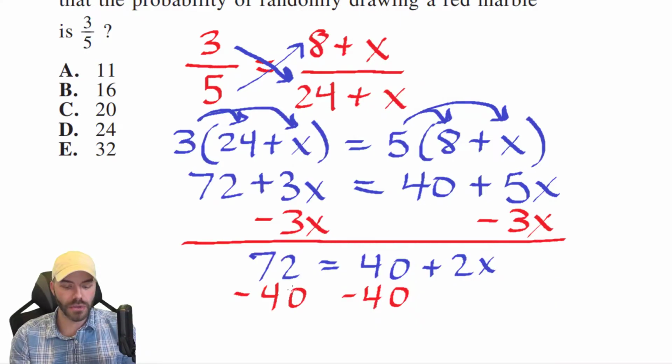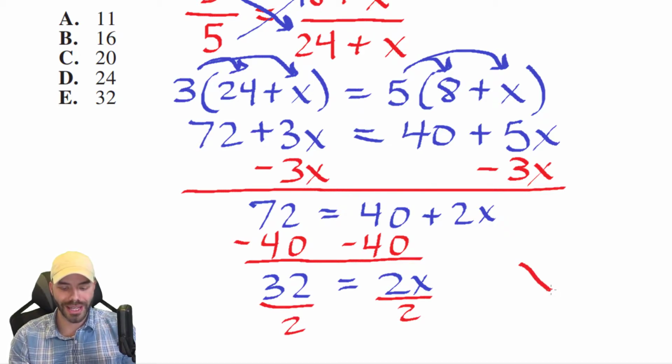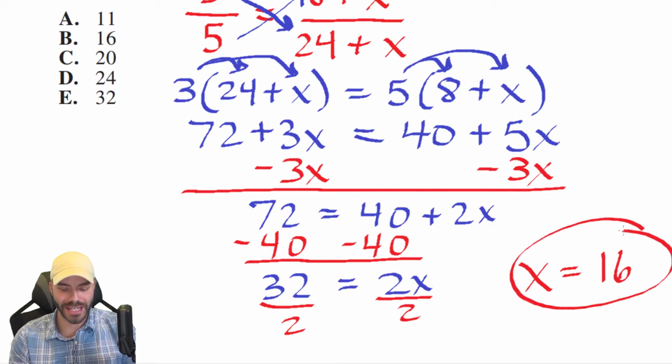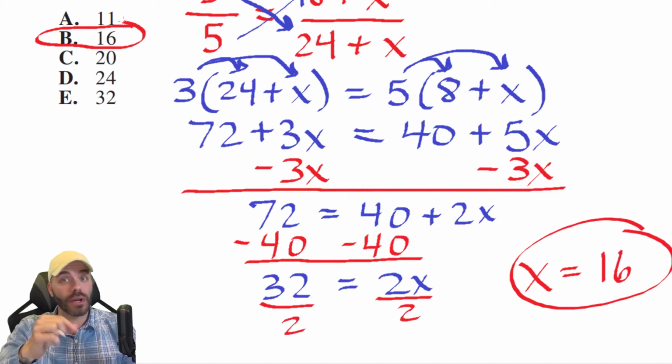let's move over that 40. And now, as we all know, to get X by itself, we want to divide by 2. When you divide 32 by 2, you get X equals 16. So we need to add 16 red marbles into our bag so that if we randomly pick a marble out of the bag, there's a 3/5 chance that it is red. Boom! On to number 12.